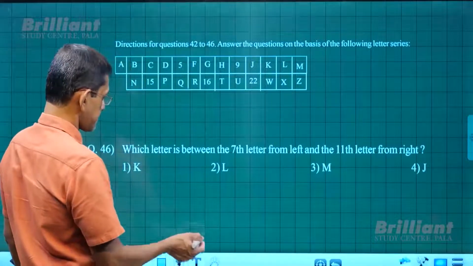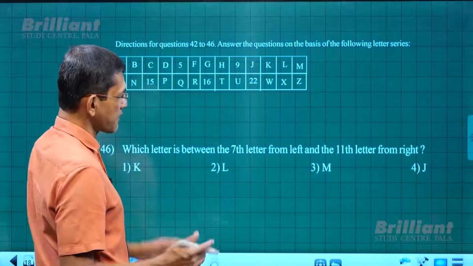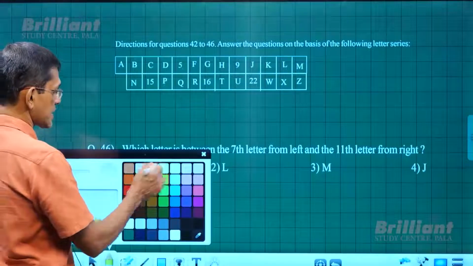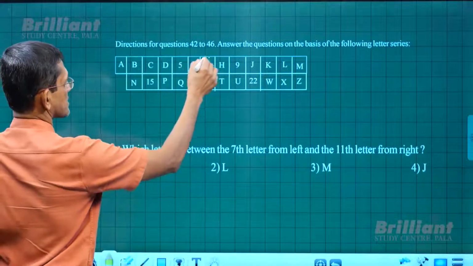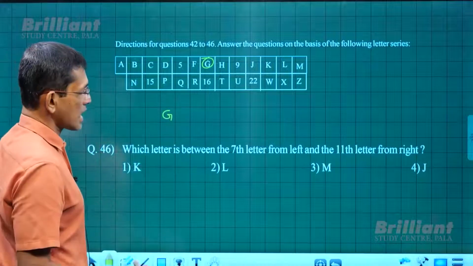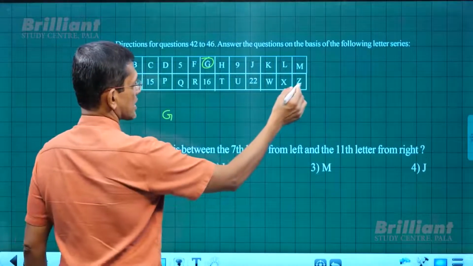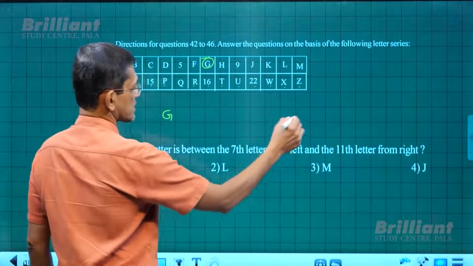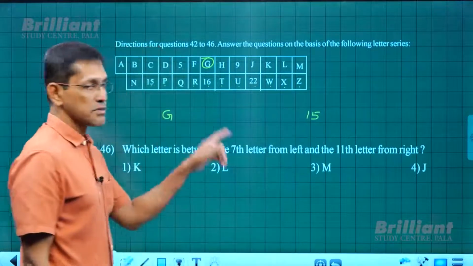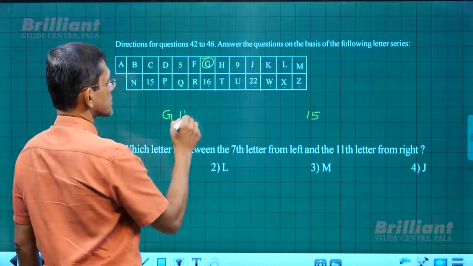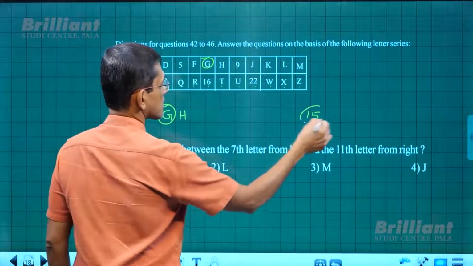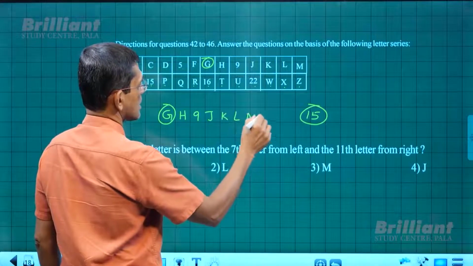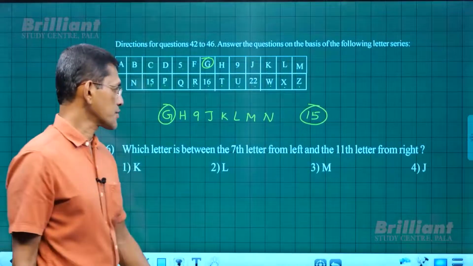Next one, 46. Which letter is between the 7th letter from the left and the 11th letter from the right? The 7th letter from the left is G. And the 11th letter from the right, counting 1, 2, 3, 4, 5, 6, 7, 8, 9, 10, 11, is O. And how many letters are in between? We'll check it out. H, I, J, K, L, M, N, and this is O. So these are the letters in between.